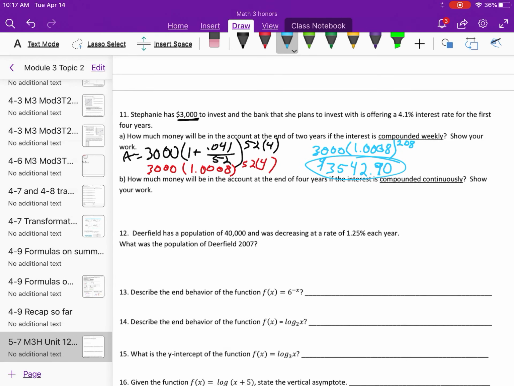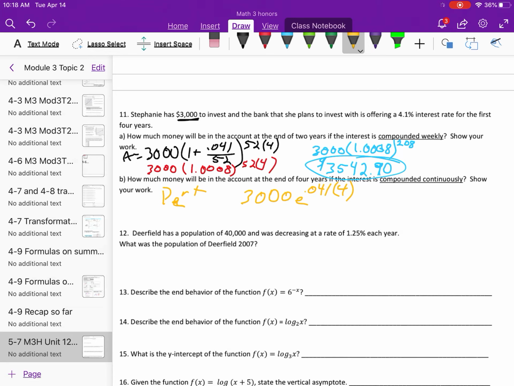But now if we do this continuously, we're going to use that PERT, right? So that gold was PERT. So it should look something like this. I'm going to go ahead and plug everything in. Our P is our 3,000. E, now our rate is 0.041. And then we're going to multiply that by our time. Well, our time was 4 years. So we're going to go ahead and do that 4 years.